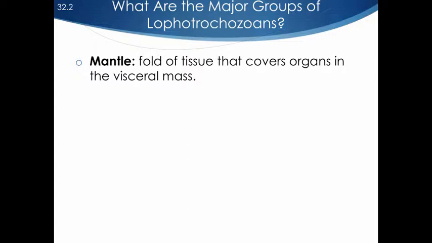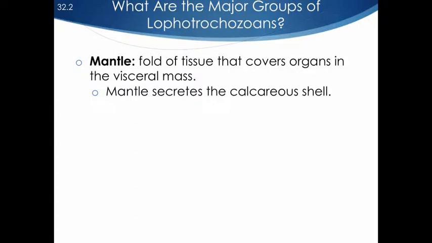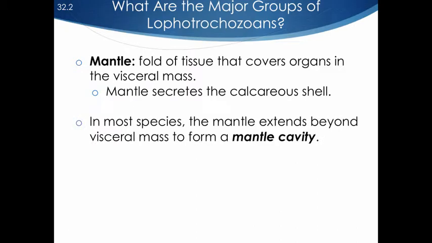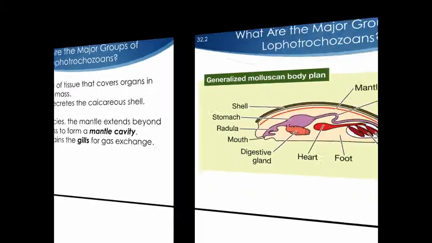So the mantle is the third part, and it's the fold of tissue that covers organs in the visceral mass. The mantle secretes the calcareous shell, so that's what leads to the formation of a shell. And in most species, the mantle extends beyond the visceral mass to form a mantle cavity, and this contains the gills for gas exchange.